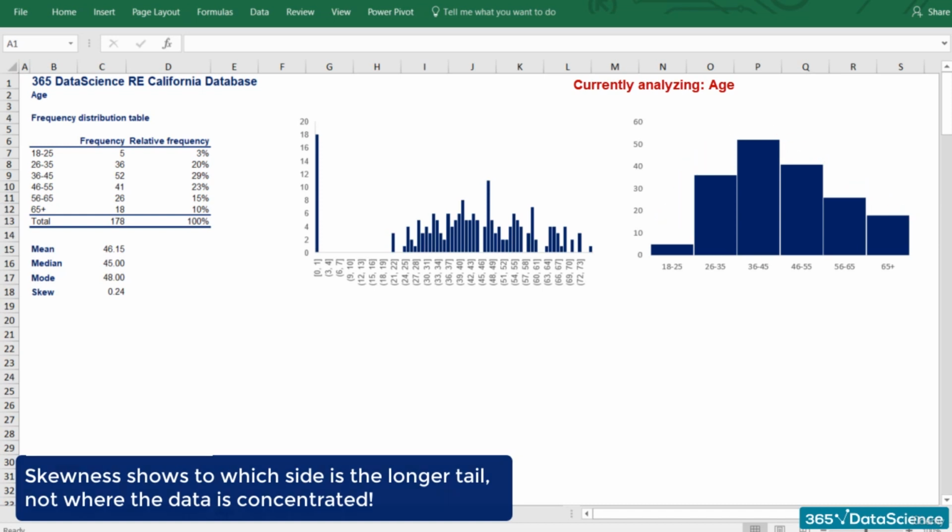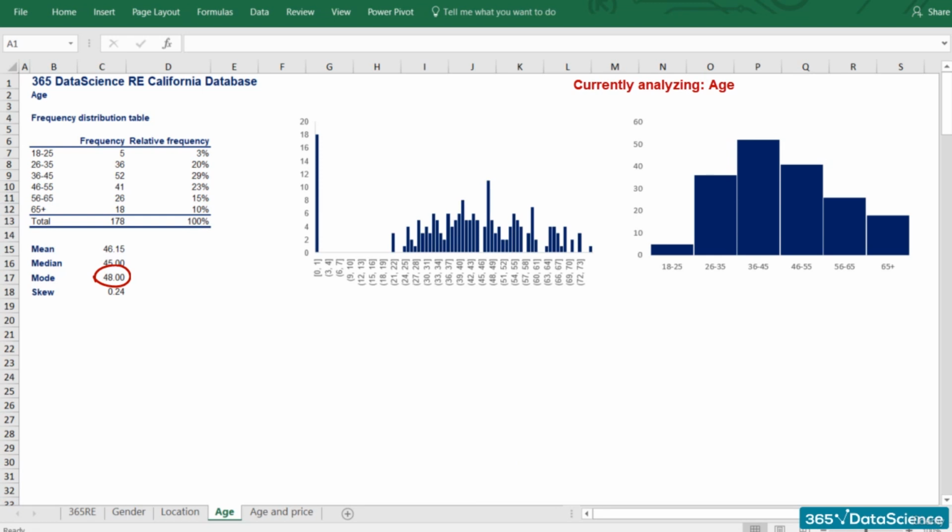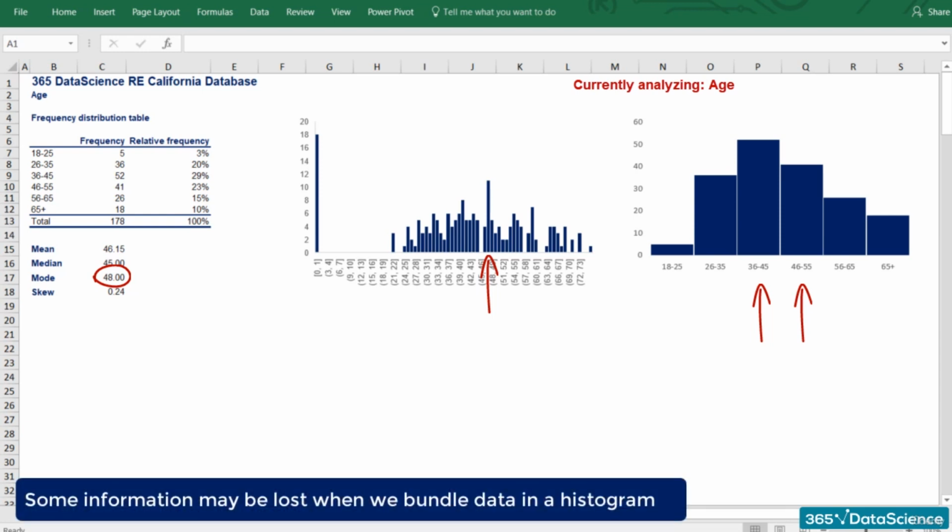Now, for the mode, we have 48 years. You can see that from the frequency distribution graph, but not from the histogram. See, the histogram bundles data together, which is good when we want to see the main trend, but some information like the mode in this case is lost.